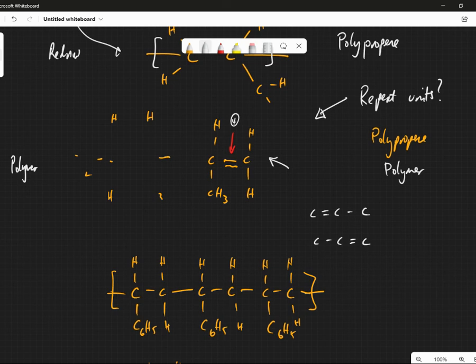So even though it looks the other way around, they're both propene. They're just one's been flipped over. That's the only thing. So are we good with that? I hope we're good. All right.